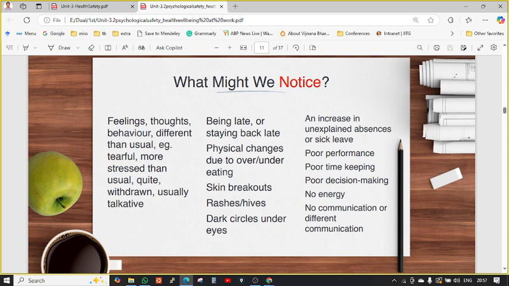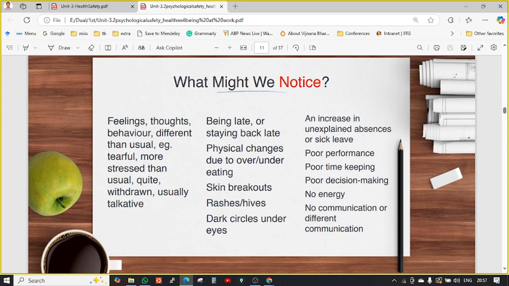Physical challenges due to overeating. If, due to some things, you are hungry or you may be overeating, so things are not clear, and you may also have some problem with your mental health. Skin breakouts. If someone has some physical problems, then also mentally they can get disturbed. If some rashes are there on your body, you cannot focus on study or work. Rashes, hives, dark circles under the eyes.